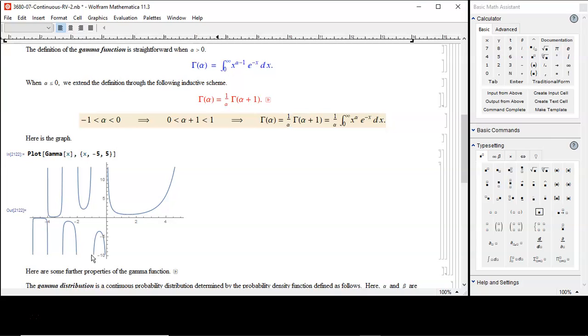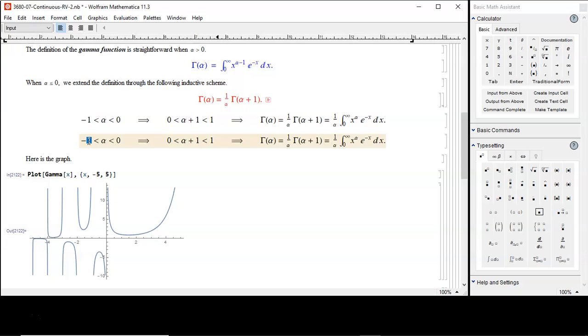So what did you get? This part is now well defined. Previously, I had only the right-hand side part, which comes from the integral. Now, from this recursion, I got this part. So between negative 1 and 0, alpha plus 1 is between 0 and 1, and thus gamma of alpha plus 1 can be calculated through the integral.